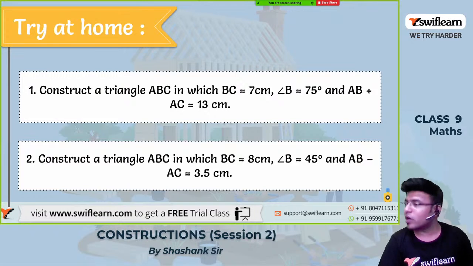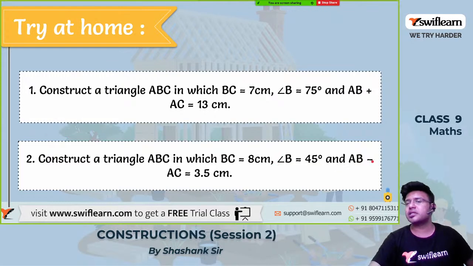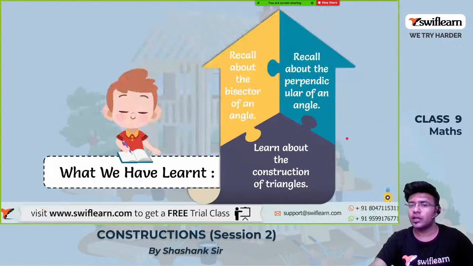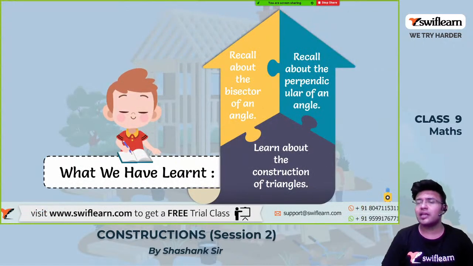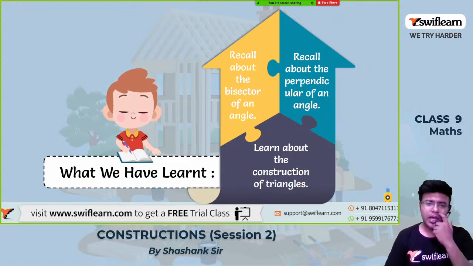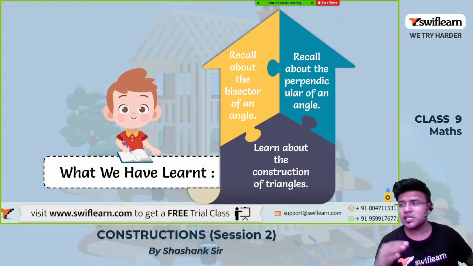Okay, and do what I taught in case one. Okay, and yes, what about this? The same steps, this is case two, do what I taught in case two. So yes, this is a fun fact, and you read this out. So what have we learned today, guys? We have recalled the angular bisector, we have recalled the perpendicular bisectors, and we have learned how to construct triangles. Okay, over four different cases we have studied how to construct triangles.